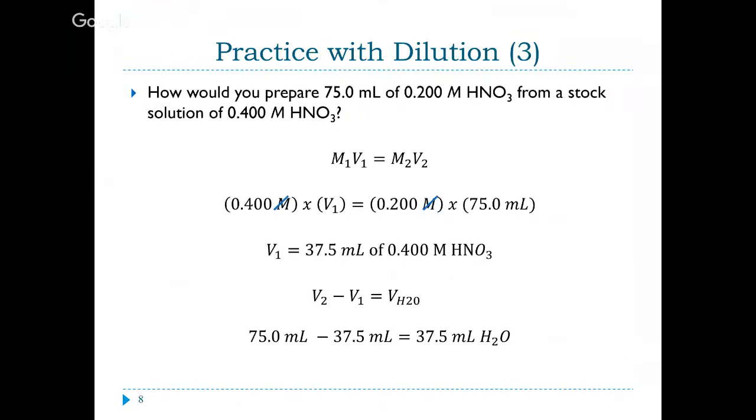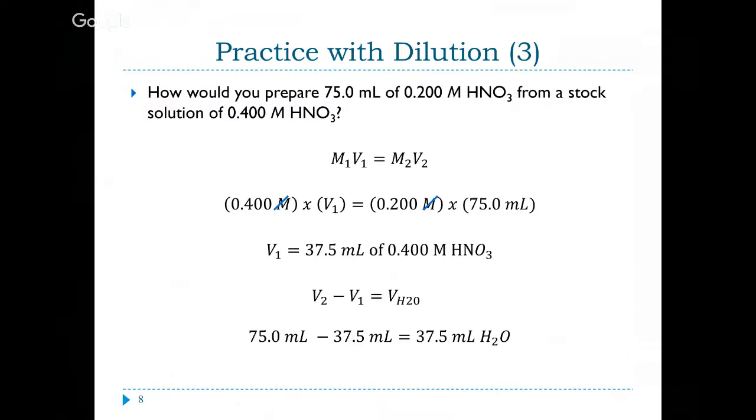How would you prepare 75.0 milliliters of a 0.200 molar nitric acid solution from a stock solution of 0.400 molar nitric acid? So once again, we're looking at identifying what's our M1V1, what's our M2V2. The information that's given first is actually your volume and your molarity after the dilution. So those are your M2 and your V2. Your stock solution is always your initial concentration. So that's our M1. So we plug it into the equation.